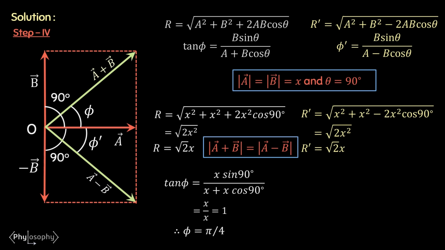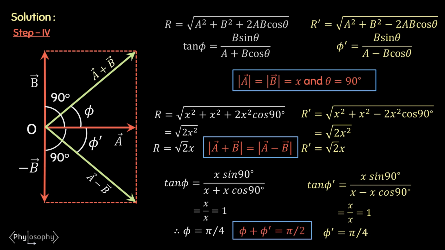Now for the other angle phi prime, tan phi prime equals x sin 90 degrees over x minus x cos 90 degrees, which is equal to 1. Again we can write phi prime equals pi by 4. Therefore if we add these two angles, we get phi plus phi prime equals pi by 2, or we can conclude that the two vectors a plus b and a minus b are normal to each other.